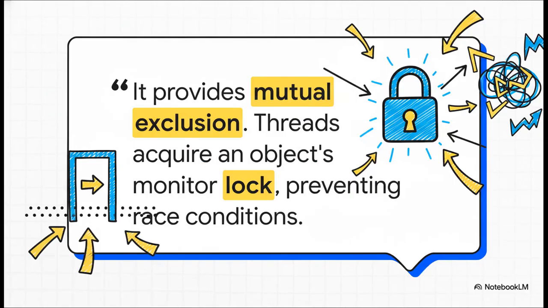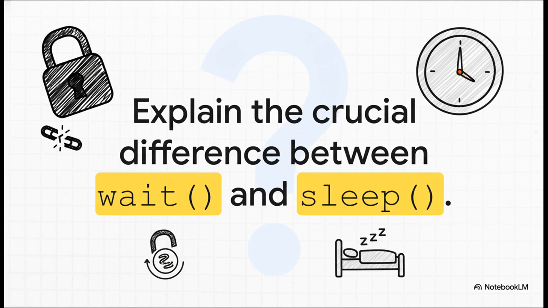And again, just a fantastic answer. It hits all the keywords: mutual exclusion, the object's monitor lock, and the whole point of it all, preventing those nasty race conditions. This is a notoriously tricky one. It's almost specifically designed to catch people out. They sound similar, but their behavior with locks is completely different. Let's see how they handle it.